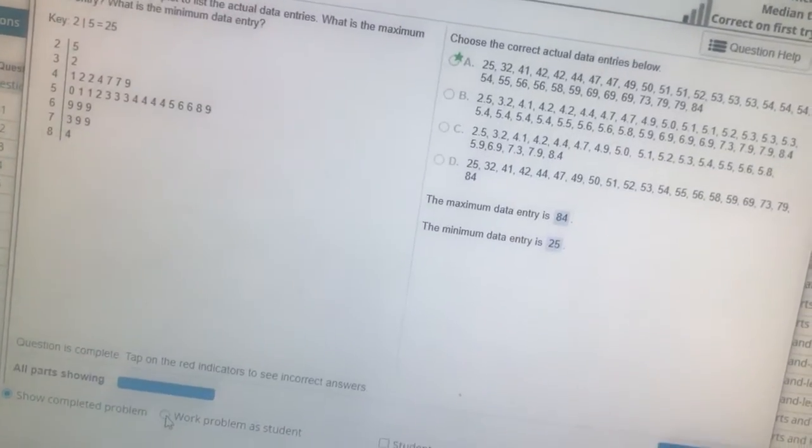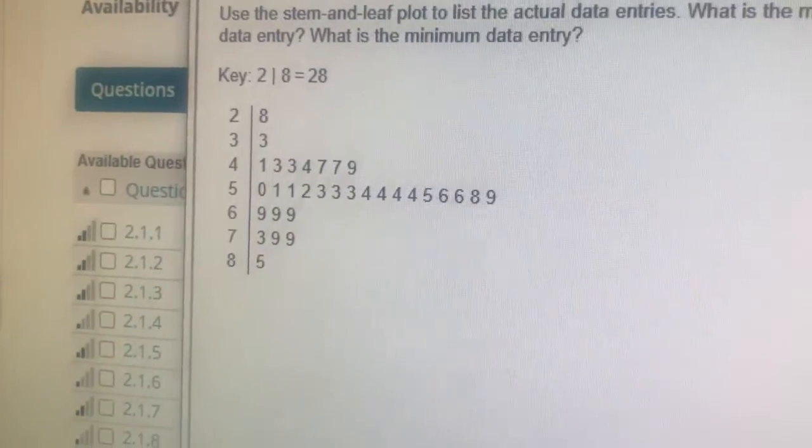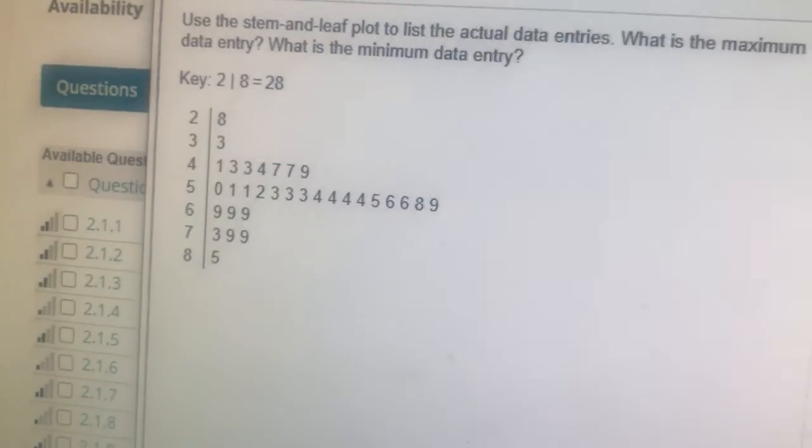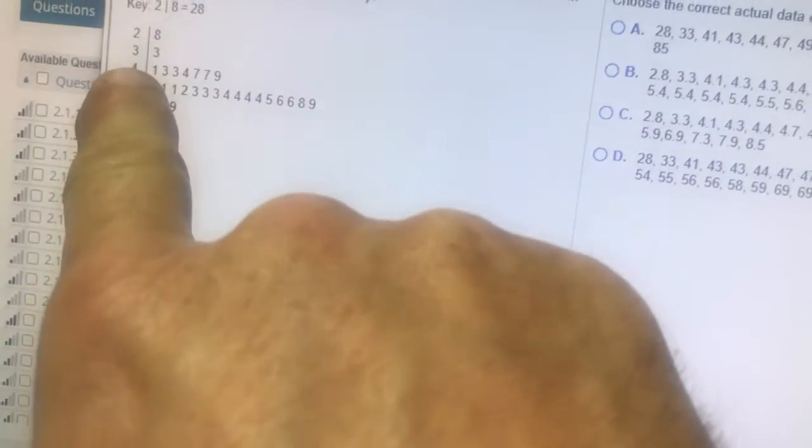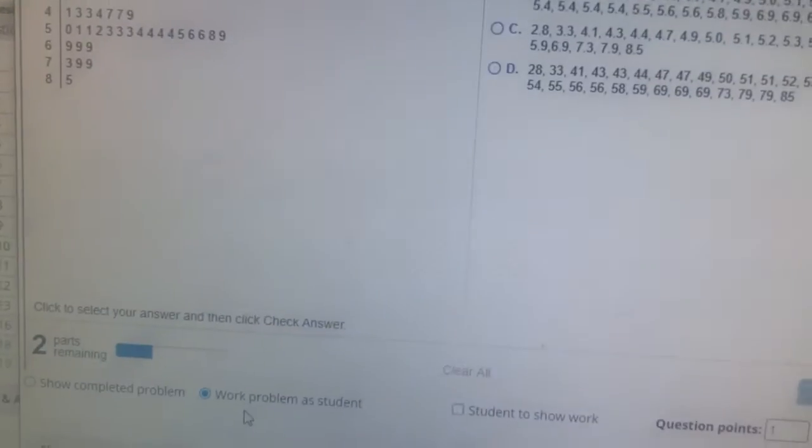Okay, now on this problem, we've got us a stem and leaf plot right here. Okay. Now this says choose the correct actual data. All right, so if you look at this, we got a 28, we got a 33, we got a 41, 43, 43, 44, 47, 47, 49. Now we're looking for the right one over here.